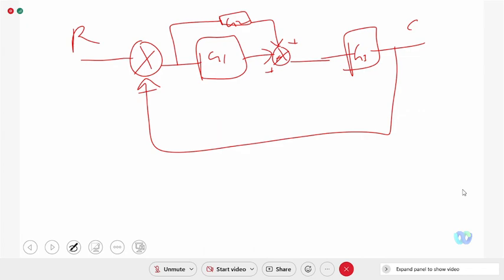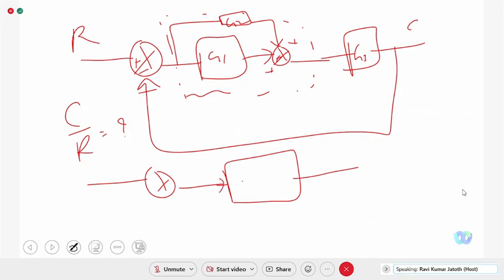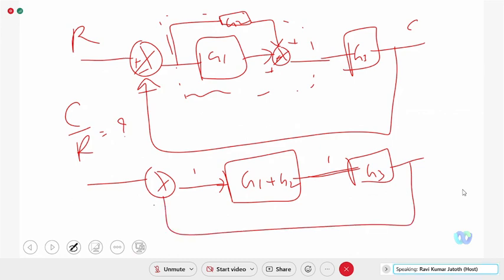Now tell me, I want to obtain C by R, which is my closed loop transfer function. Rule number two: what can we do with these two blocks? Are they cascaded or in parallel? They are in parallel. When they are in parallel, what can I do? G1 plus G2. So these two blocks I can write as one block, G1 plus G2, and I will get the same signal here. And then I will have one more block G3 here.